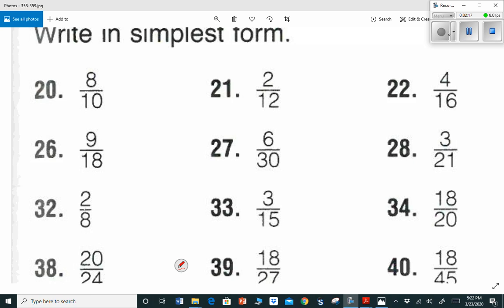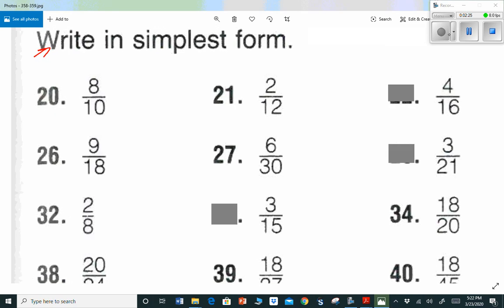All right, now this is going to be considerably more difficult. The directions are to write it in simplest form, but they didn't give you anything to help you. You have to figure out what the GCF is. Okay, so this is the work that I would show. 8/10 divided by fraction line equals fraction line.